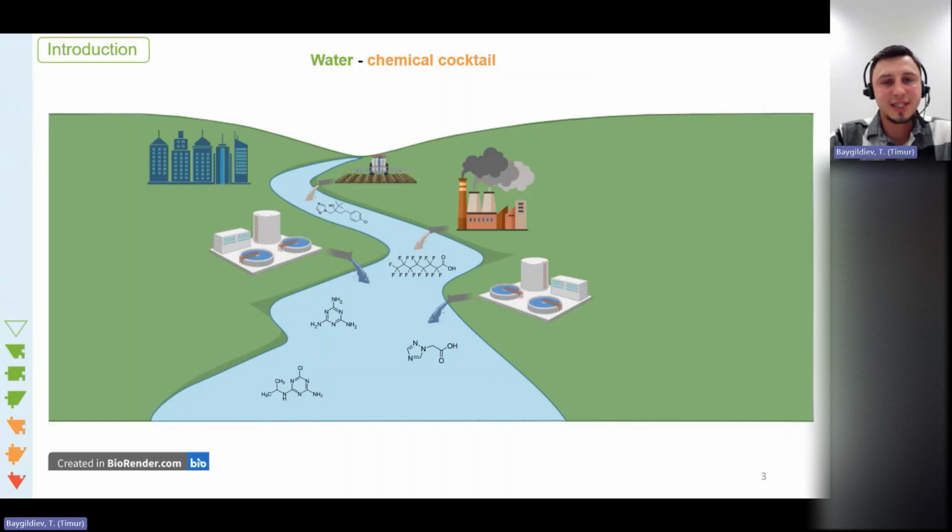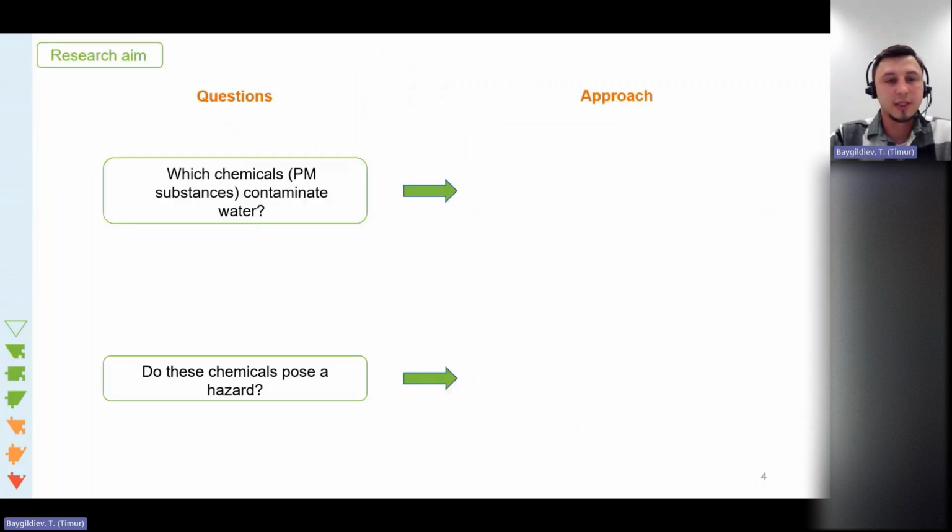Of course, it's also not a secret that water is contaminated with thousands of chemicals, and actually it's more like a chemical cocktail. It's contaminated by different sources like wastewater treatment plants, industry, agriculture, and many other sources. The two questions that we most often want answers to, as the public and as scientists, are which chemicals contaminate water, and especially PM substances.